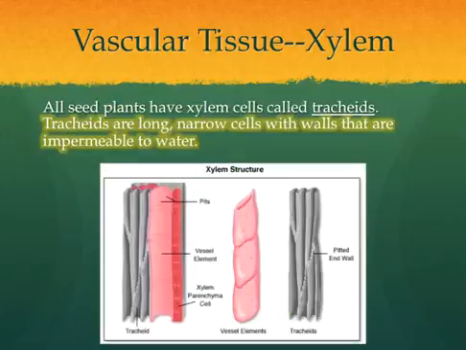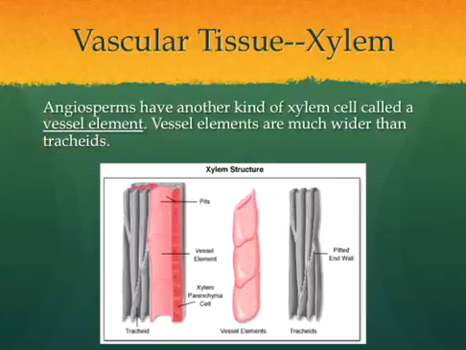All seed plants have xylem cells called tracheids. Tracheids are long, narrow cells with walls that are impermeable to water. These walls, however, have openings that connect them to each other. When tracheids mature, they die and their cytoplasm disintegrates. Therefore, xylem is dead when functioning.